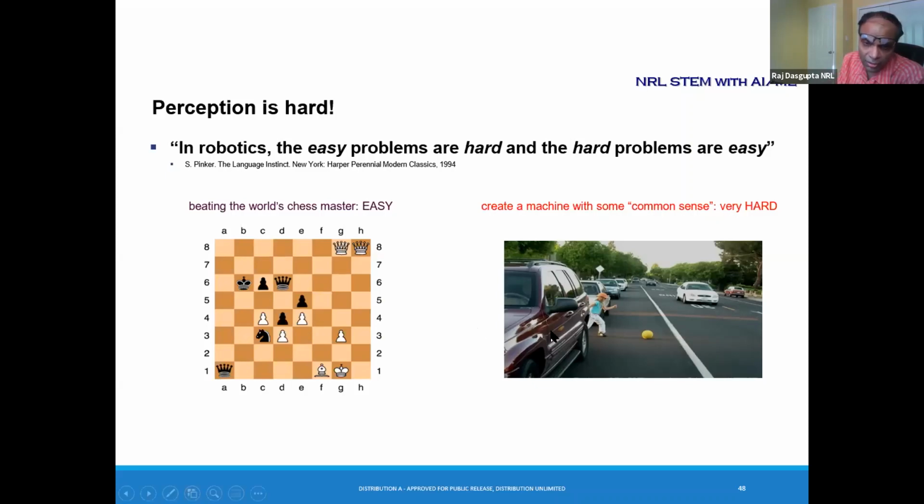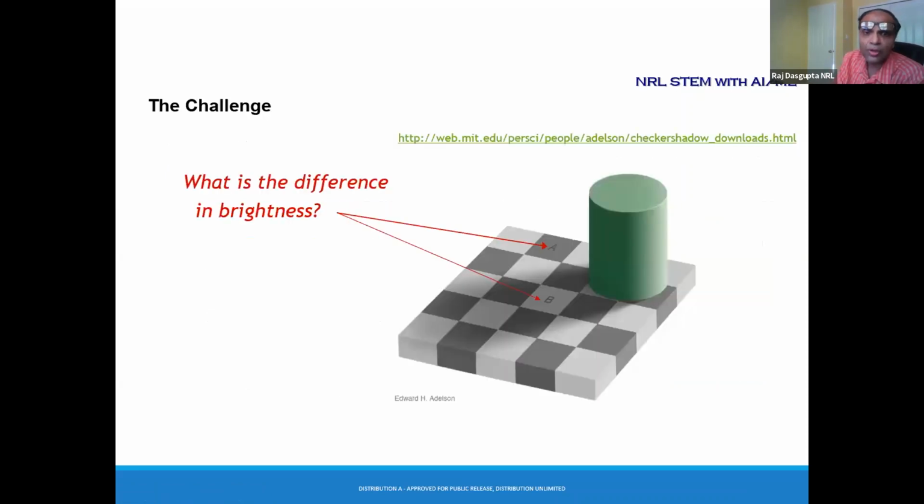But chess is a relatively easy problem. For a computer or a robot to look at a scene like this, while driving in it, and understand that there's a ball and there's a child coming after the ball, and then to stop, that is a very hard problem for the robot. To understand some of the issues, our eyes are actually very good sensors. On the other hand, the cameras that you have on the robot, no matter how expensive, are very sensitive to light.